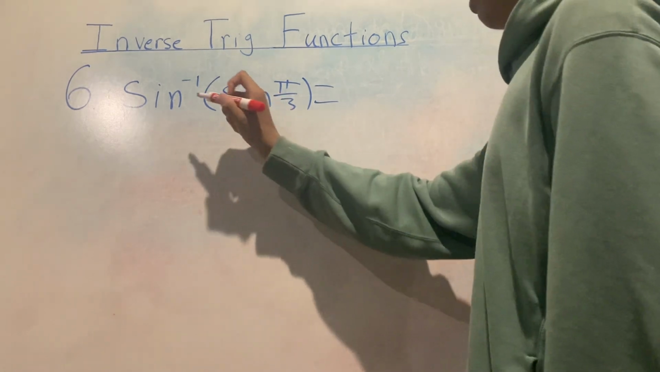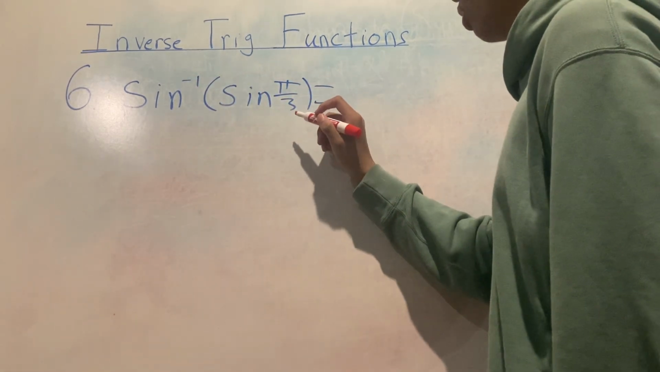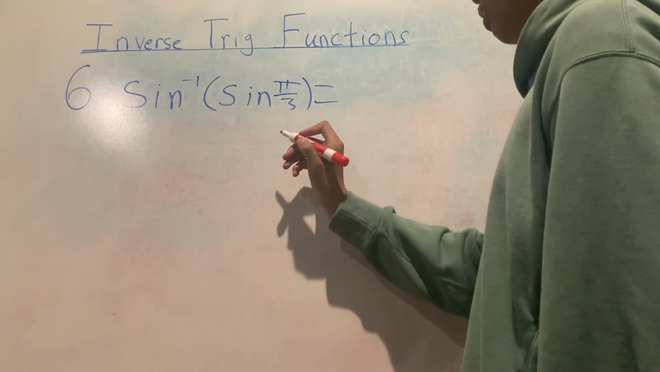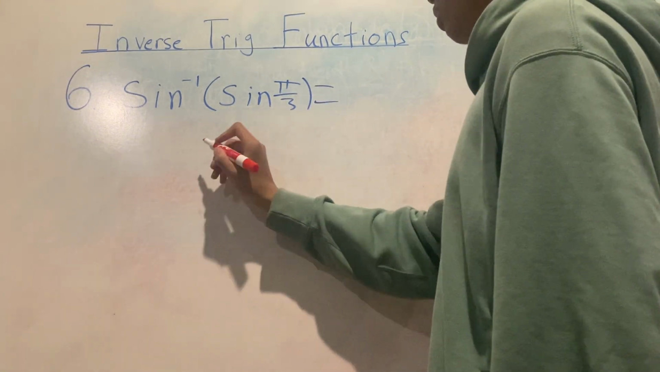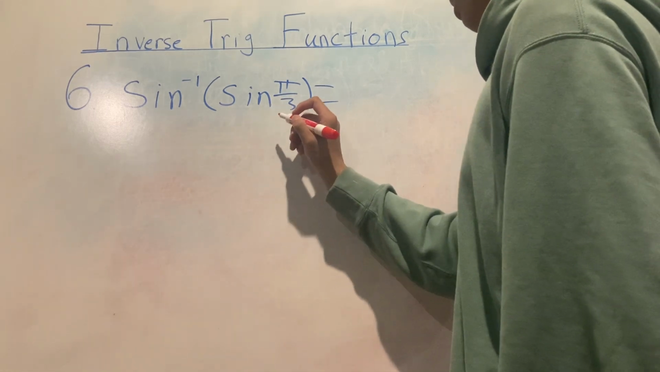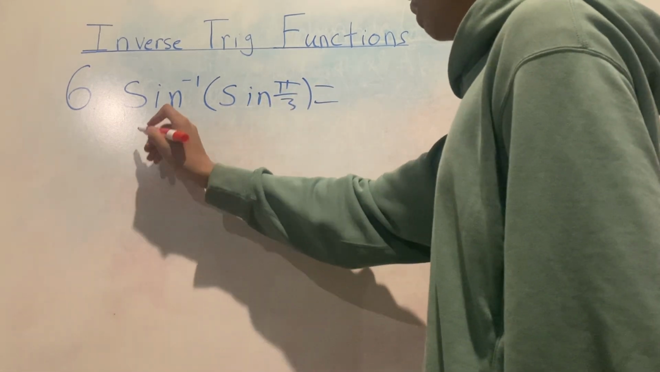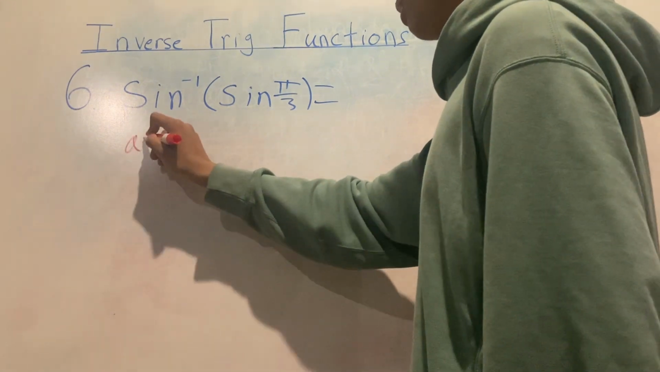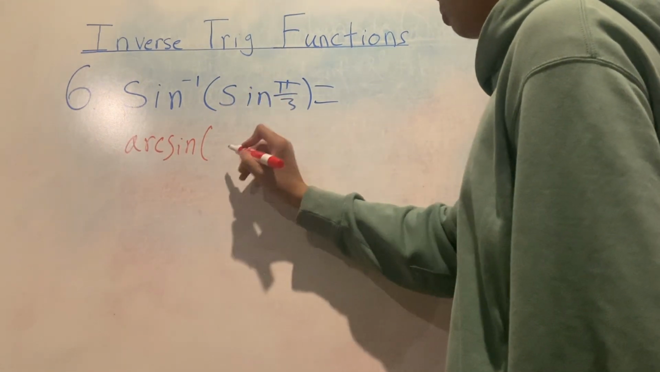So this is sine to negative 1 of sine pi over 3. So let's just evaluate sine pi over 3, which is just actually pi over 3 as well. On the unit circle, pi over 3, the sine value of that is just pi over 3. So let's just rewrite this as arc sine. So arc sine, and we know this is pi over 3.